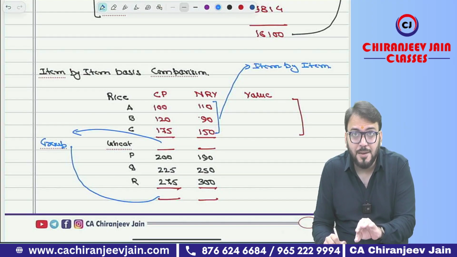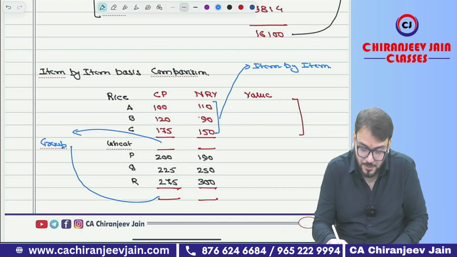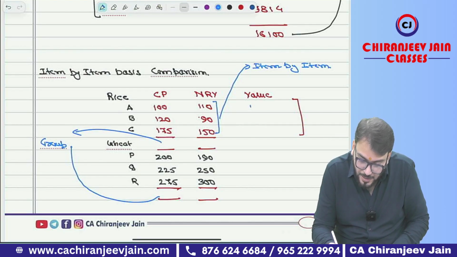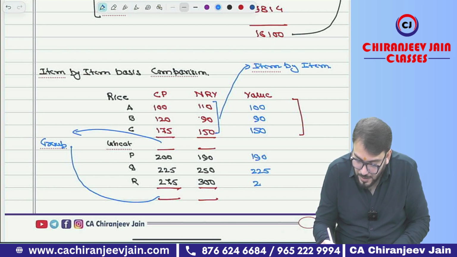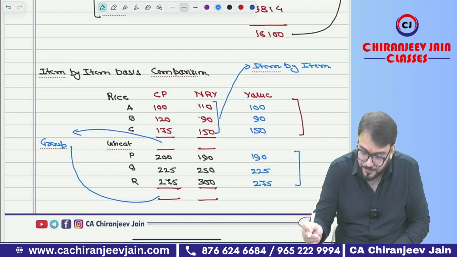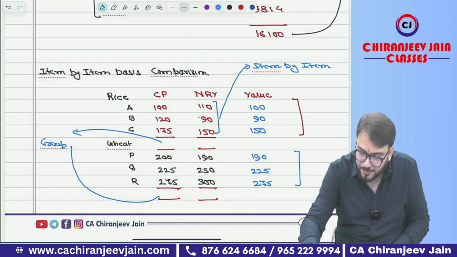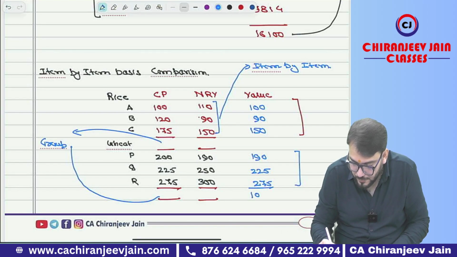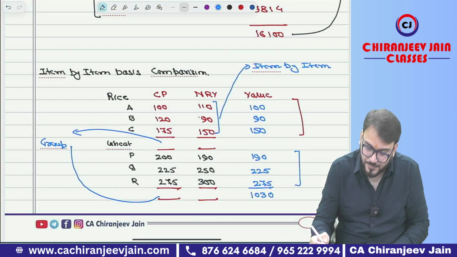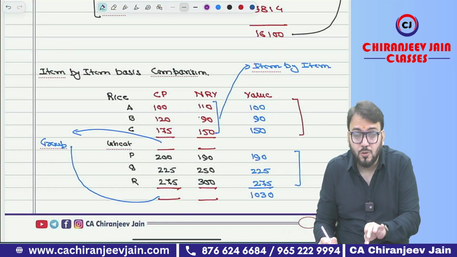So if you compare on an item by item basis or group basis, the answer will be different. Let's check. Here the value is what? 100 lower, then 90 lower, then 150 lower. Then here it is 190 lower, 225 lower, and 275 lower. Can you give me the total? Total is 100 plus 90 plus 150 plus 190 plus 225 plus 275, and the answer is 1030. Correct? Understood.